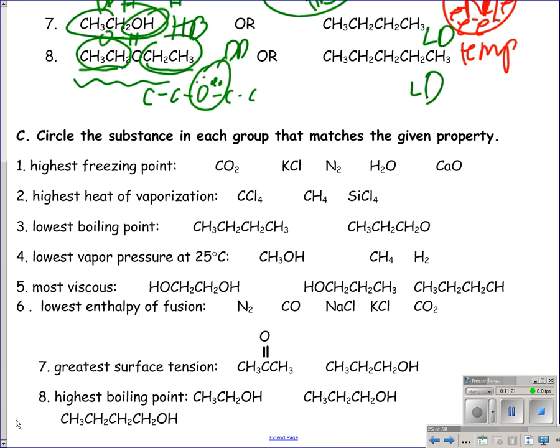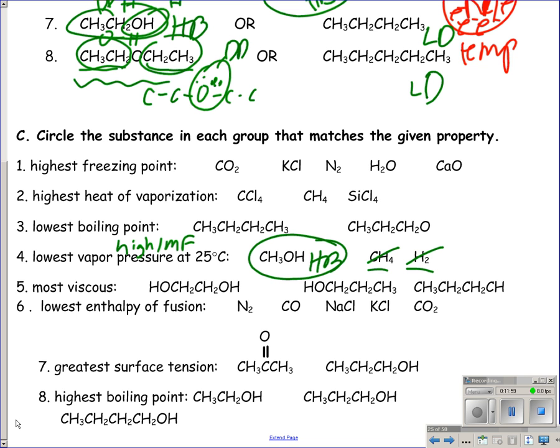So let's do number 4, lowest vapor pressure. Do you want to go through the process or just guess? In your head you're going, okay, lowest vapor pressure means it doesn't evaporate well, which means highest IMF. When you're looking, you see that you got 2 nonpolars here. Nonpolar, nonpolar. Those are out automatically. This one has the ability to hydrogen bond, so this one's definitely got the lowest vapor pressure.